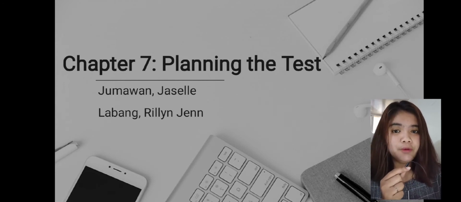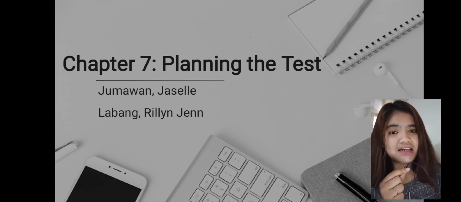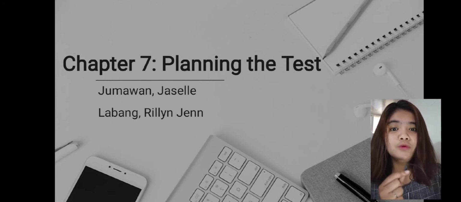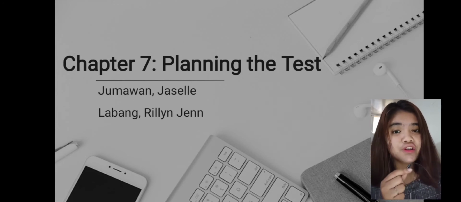In this chapter, we are concerned with developing or planning the tests for assessing the attainment of educational objectives. But this time, we will base it on Bloom's taxonomy. Before that, we will first define test.